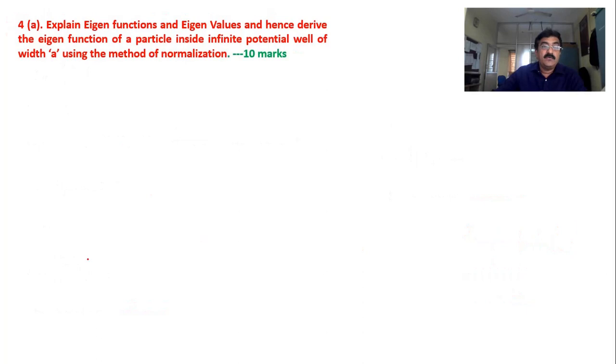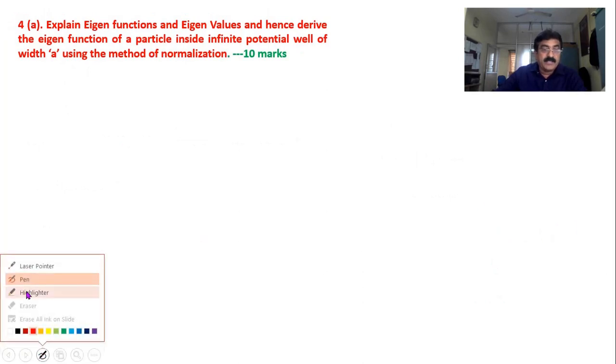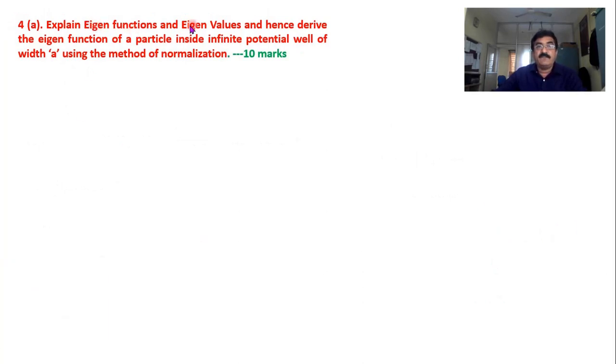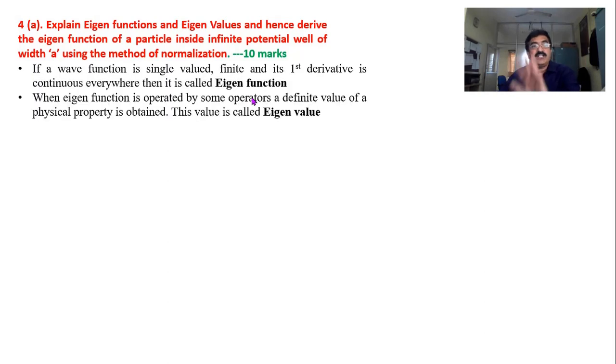Okay, with this I move on to the next question. Next question is 4a. Explain eigenfunctions and eigenvalues and hence derive the eigenfunction of a particle inside an infinite potential well of width a using the method of normalization. Dear student, this is a very lengthy question. First I read the question, I will explain eigenfunction and eigenvalues. The derivation part I will postpone. This is a most expected question. So I will tell you what eigenfunction is and what eigenvalues are.